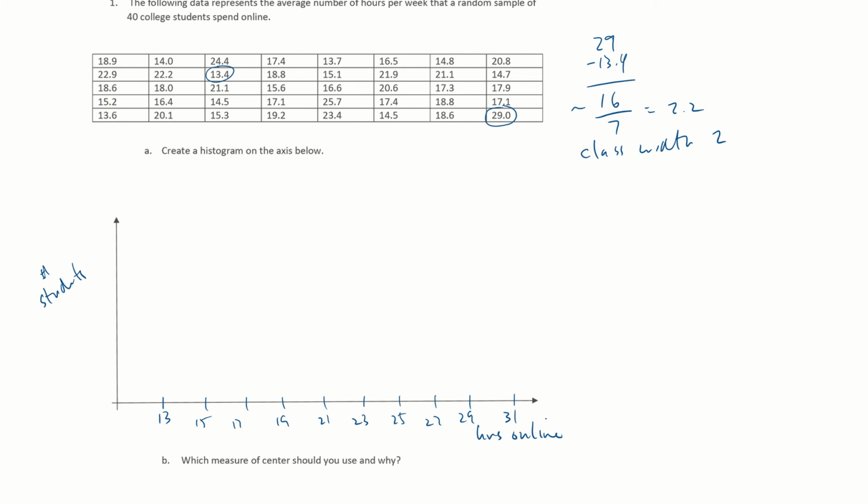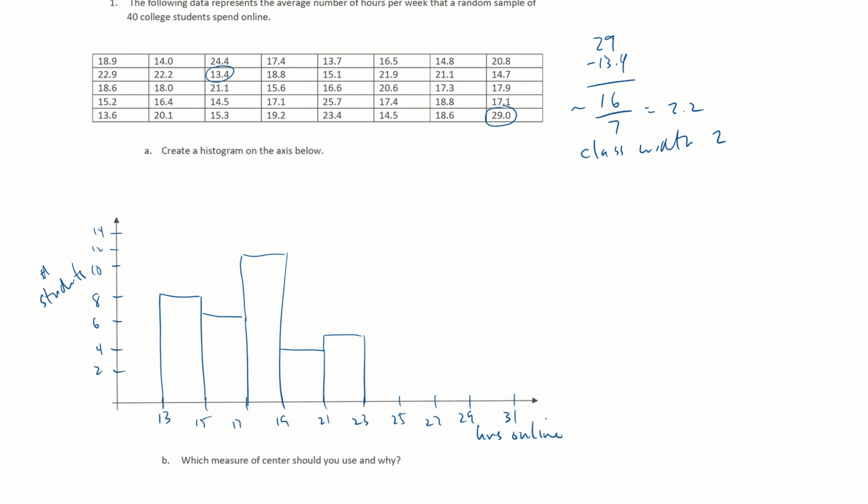And then I'm going to go ahead and put my data into these categories. And let's go up here. I've got 2, 4, 6, 8, 10, 12, 14. So between 13 up to 15, but not including 15, there were 8. And then there were 7 between 15 and 17. And then go up to 12. 19 to 21, there were 4. Then 5. 23 to 25, there were 2. 25 to 27, I had 1. And then 29 to 31, there was 1.